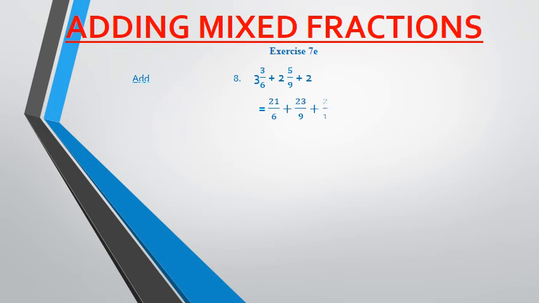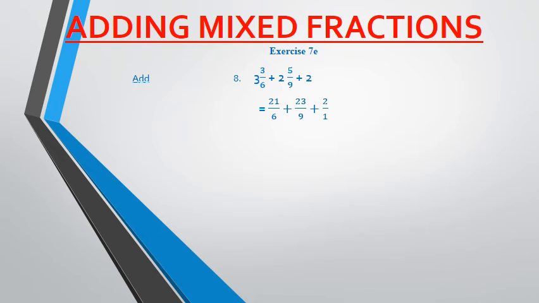Let us see. It will become 21 by 6 plus 23 by 9 plus 2 by 1. Since 2 is a whole number, we assume it as 2 by 1. So we will assume the denominator as 1. And so 2 will become 2 by 1.